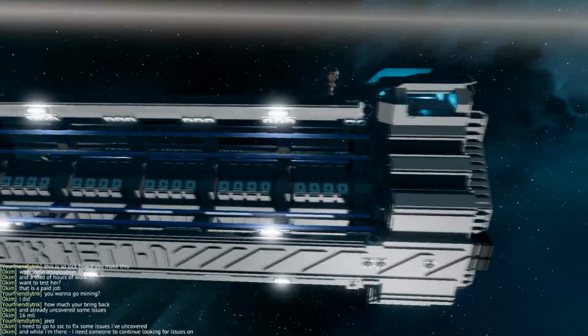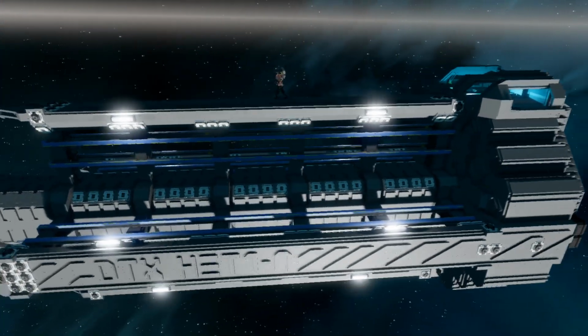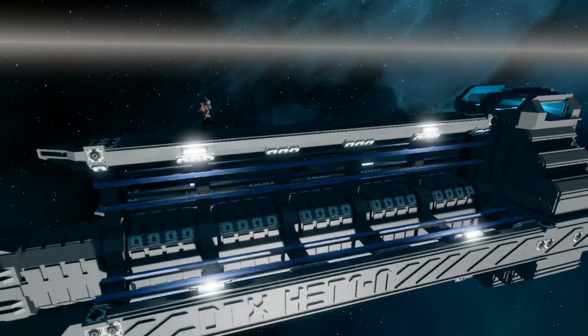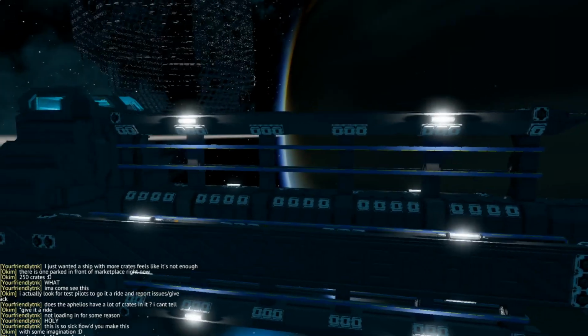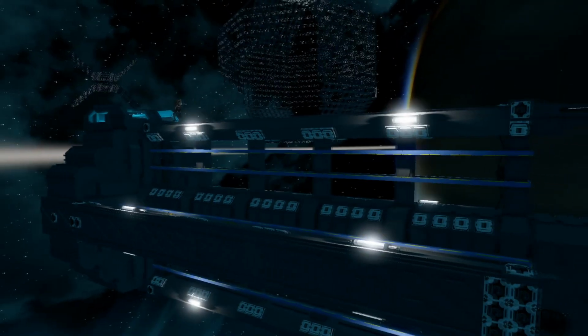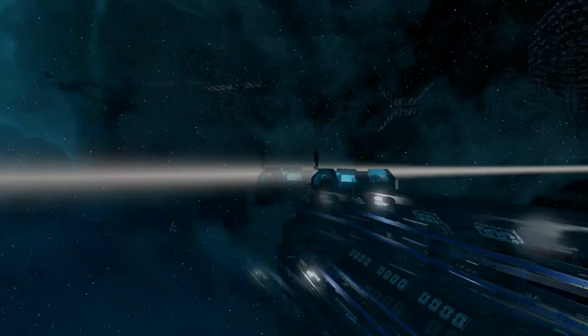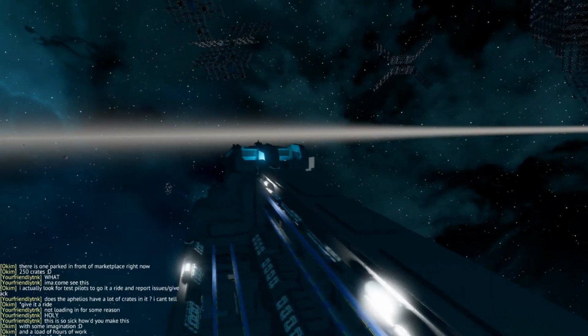How much does this ship cost? 14 million at the moment. Okay, nice. Current prices. Okay, and I think that's about all for the Heretha for now.